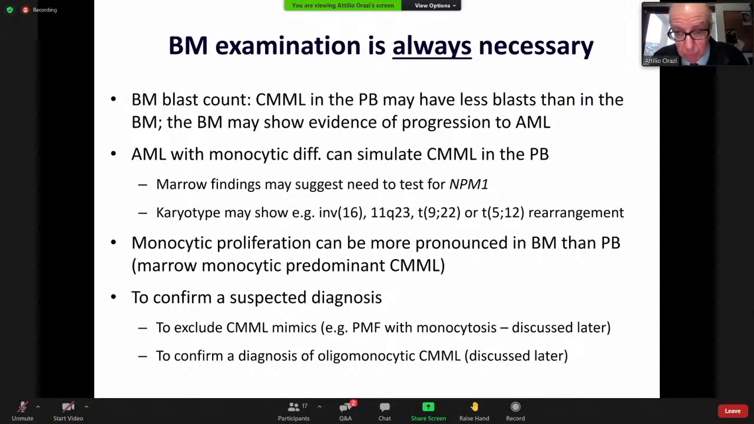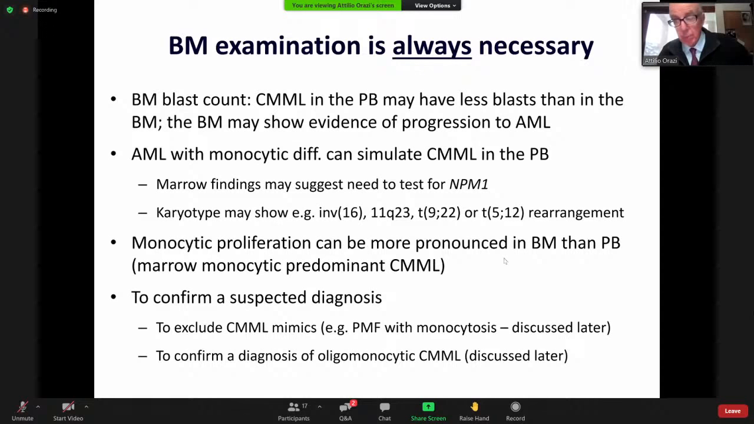You don't know they have a normal karyotype, for example, which NPM1 mutated cases usually have. The karyotype done on the bone marrow may show inversion 16, 11q23 rearrangement, even a t(9;22), which for some reason you didn't get by FISH, but now you know you have CML. Or you may find t(5;12) and a platelet-derived growth factor beta rearrangement. So these are all important information you get automatically when you do a bone marrow with a karyotype. So I think bone marrow has to be done. And as already mentioned, you can have more monocytes in one of the two compartments.